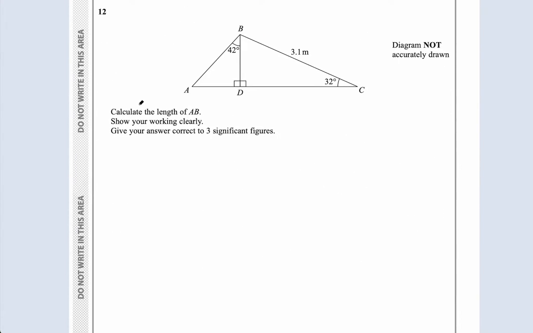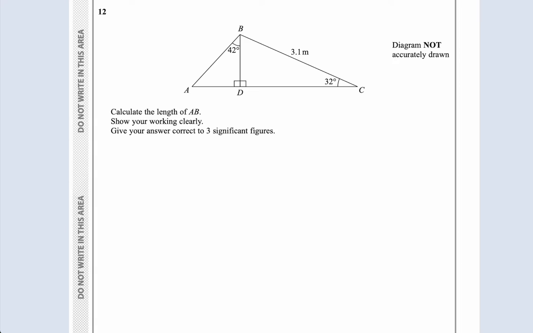Okay, it says calculate the length of AB, which is this line here. Show clearly your working. 3 significant figures. Okay, so guys, I have a right angle triangle here, and I have a right angle triangle here, and this is 42 degrees. The problem I have is I don't know any side in this triangle. If I did, I could find AB using SOHCAHTOA.